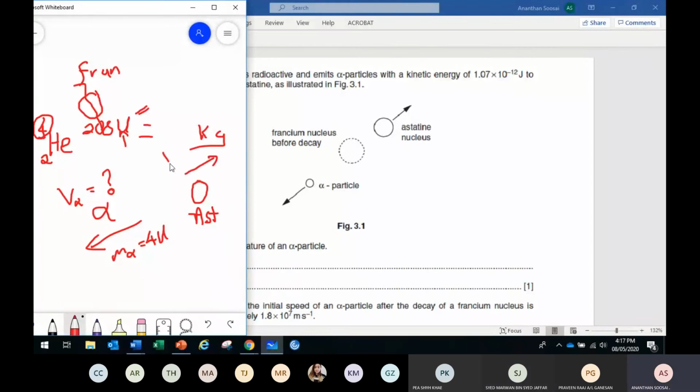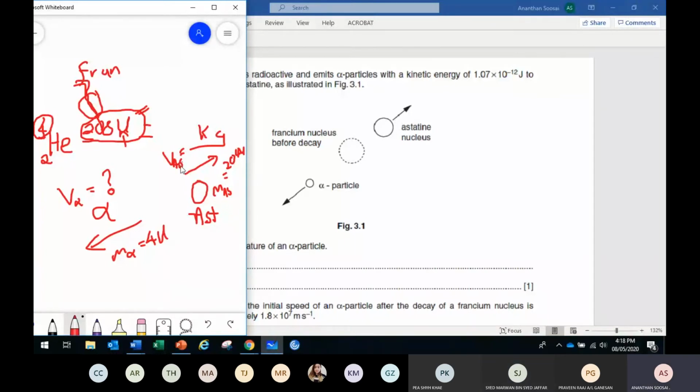Now, do you know the astatine mass? Originally it is 208U. It breaks into two parts, and 4U becomes alpha. So what is the balance? 208 minus 4 is 204. So 204U is the mass of the astatine.